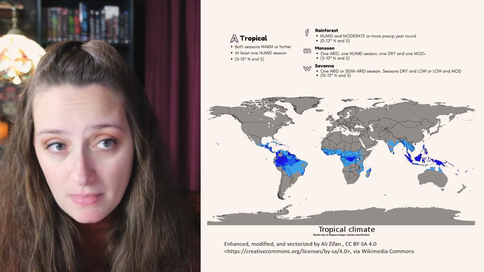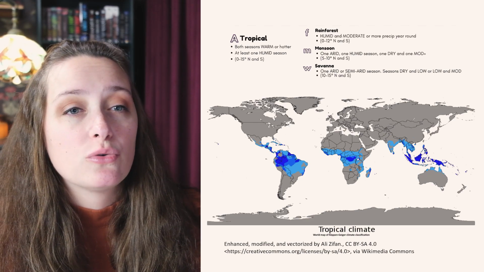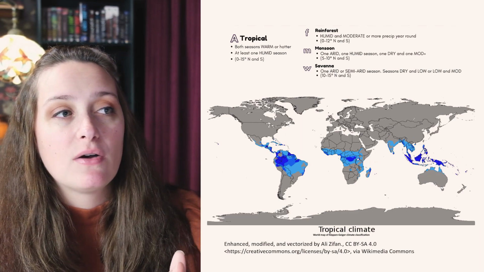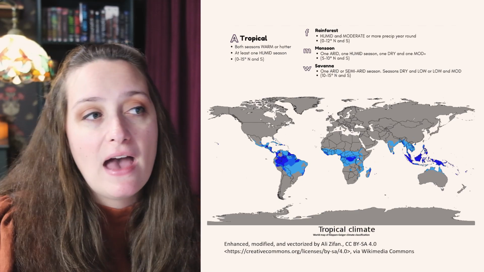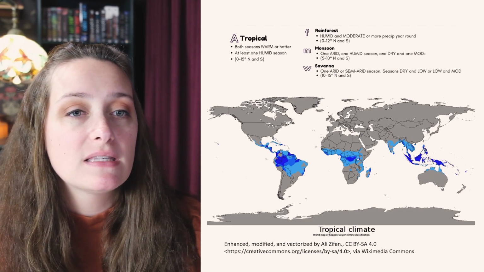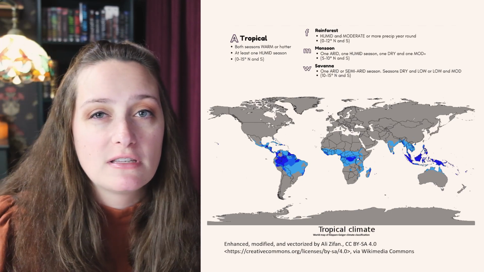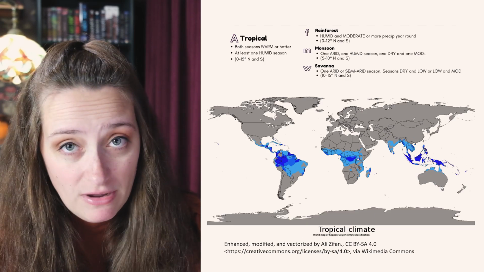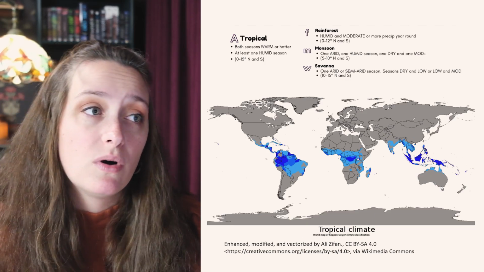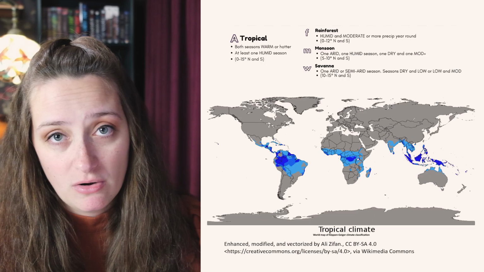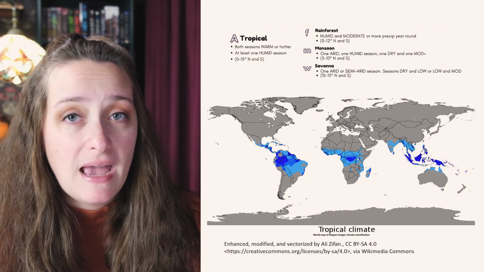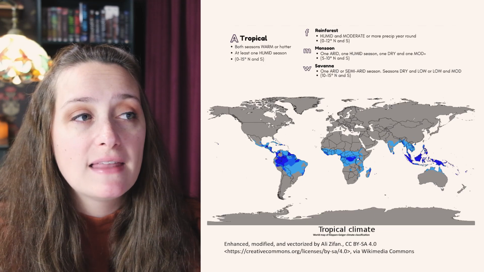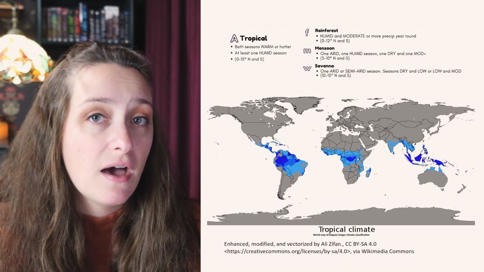AM, which is tropical monsoon, is going to have a shorter, drier season. So typically this area will lie between AF and AW climate regions, maybe around 5 to 10 degrees from the equator, but we're classifying it as one arid and one humid season, or one dry and one moderate or more wet season.